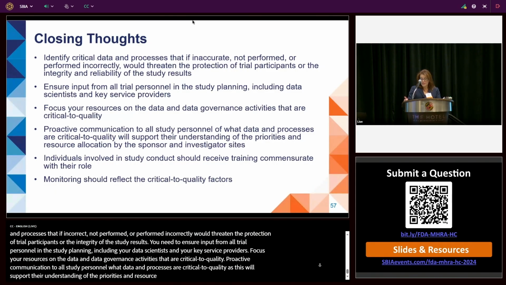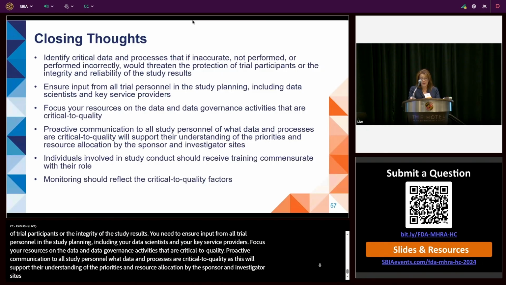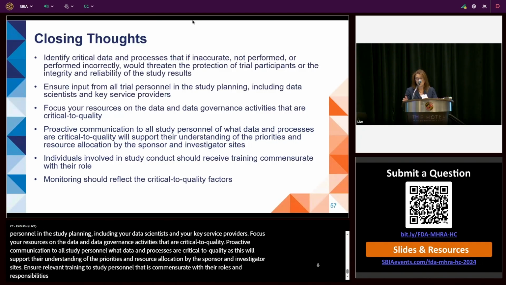Ensure relevant training to study personnel that's commensurate with their roles and responsibilities in the trial. And then finally, ensure that monitoring reflects the critical to quality factors. And so with that, I'm going to pass the baton back to Shila.